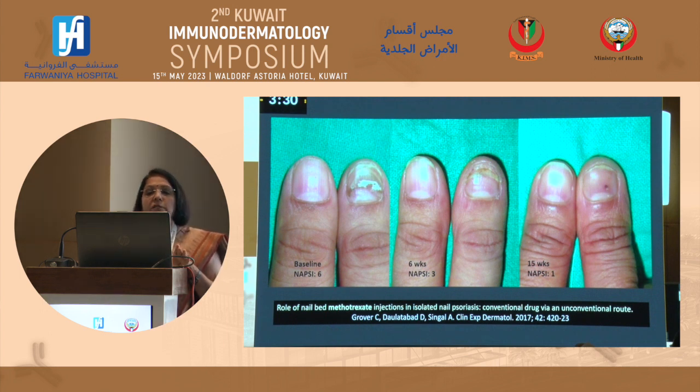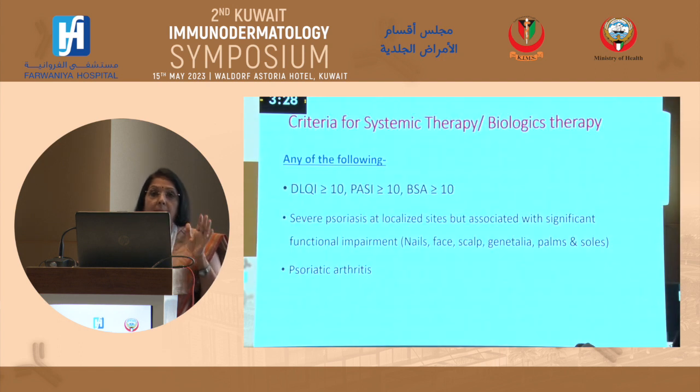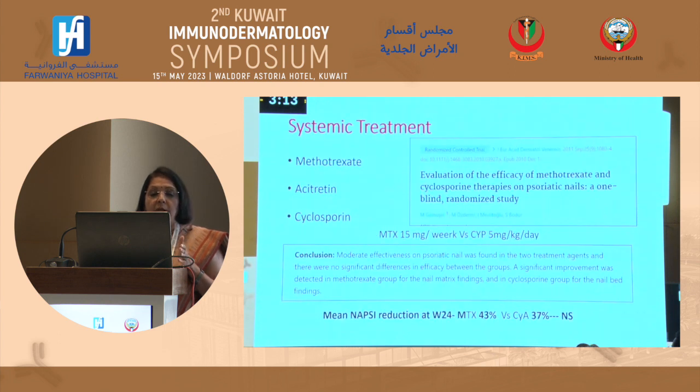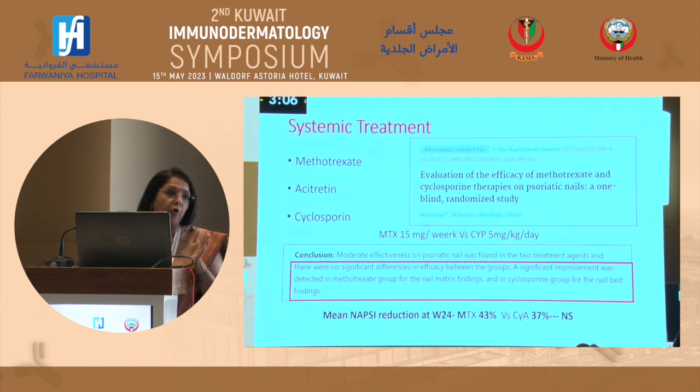What are the criteria for systemic therapy if only the nail is involved with psoriasis? If there is a DLQI score of more than 10, PASI more than 10, or BSA more than 10, or if there is psoriatic arthritis. For systemic therapy, we have methotrexate, acitretin, and cyclosporin, and they were found to be equally effective, except that methotrexate was found to be good for nail matrix lesions, while cyclosporin was found to be better for nail bed lesions.